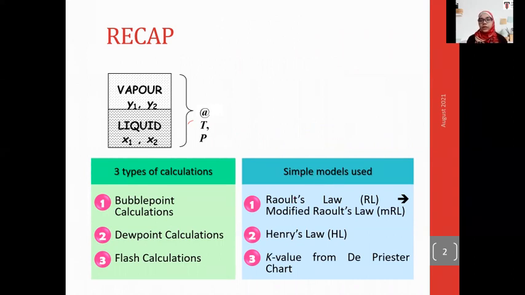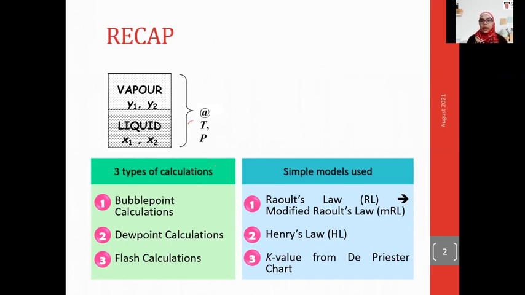can be used. First, we already applied the Raoult's law equation, and due to the limitation of Raoult's law, we also introduced the modified Raoult's law. Then we have Henry's law, and lastly today we are going to move to solving the problem using the K value from the Depriester chart.